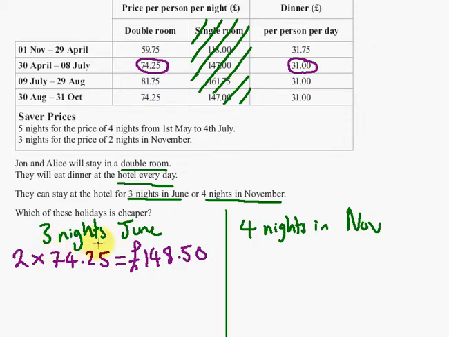Okay, now how many nights do they want to stay for? They want to stay for 3. Let's have a look at the saver prices. If they go in June, that's going to be this one here from May to 4th of July. 5 nights at the price of 4. Well, they only want to stay for 3 nights, so that doesn't apply. Okay, so they want to stay for 3 nights, so I'm going to times the price of 1 night for both of them by 3. So it costs them to stay for 3 nights £445 and 50p.